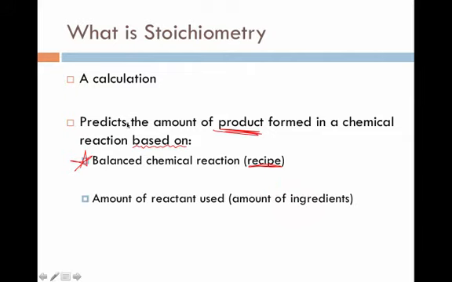The second piece of the puzzle is the amount of reactant used, and this is equivalent to the amount of ingredients that you're going to be using in your baking project here. For example, the recipe might tell you you need 2 cups of sugar to get the job done. What would happen if you used 4 cups of sugar or 8 cups of sugar? If you increased all of the other ingredients likewise, you would expect to get more product out as a result. So again, it's what the recipe is, the balanced reaction, and it's how much of the ingredients you use, how much starting material is used in order to determine how much product is formed.